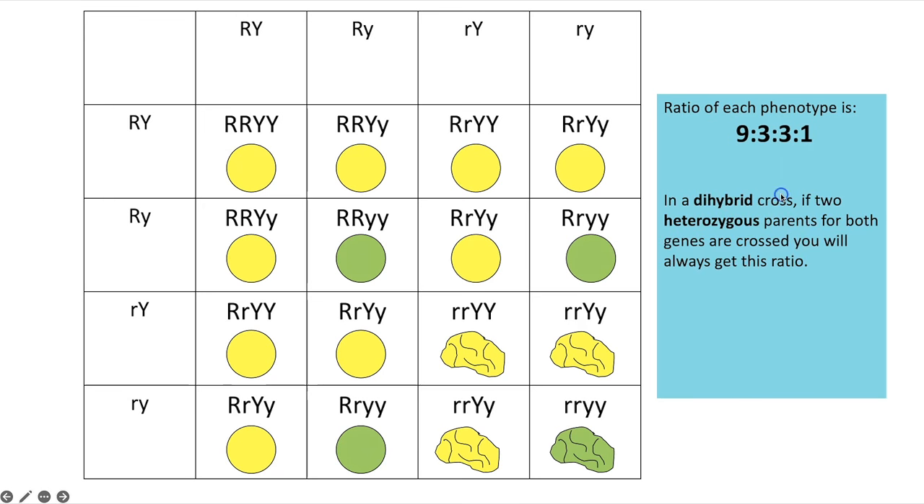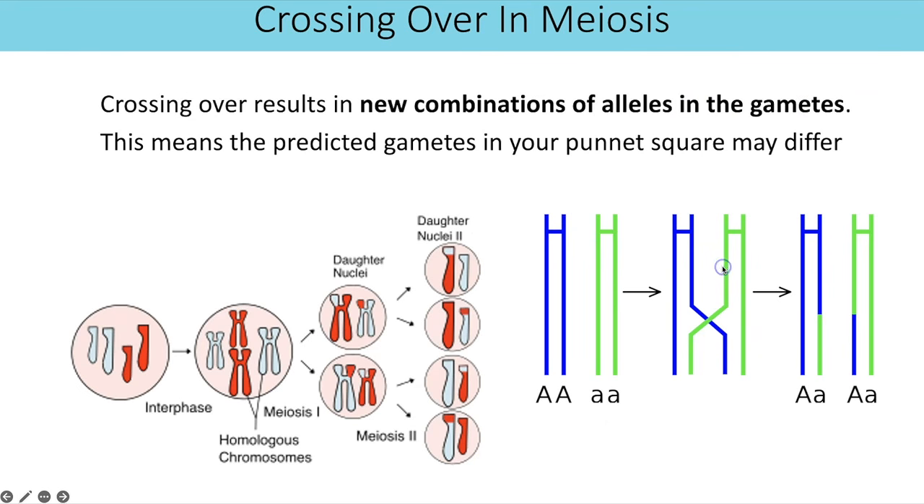So a 9-3-3-1 ratio. And in any dihybrid cross, if you are given a scenario where both parents are heterozygous for both genes, you will always get a 9-3-3-1 ratio. Unless there is autosomal linkage, which we're going to have a look at, or if there's crossing over in meiosis, or if epistasis has occurred as well. So crossing over in meiosis creates new combinations of alleles in a gamete. So that means what you predicted in your Punnett square may not happen.